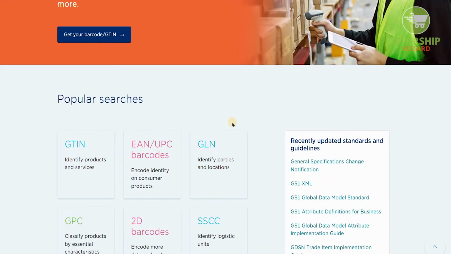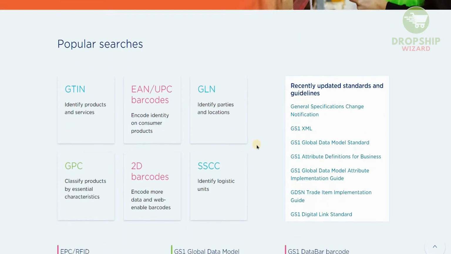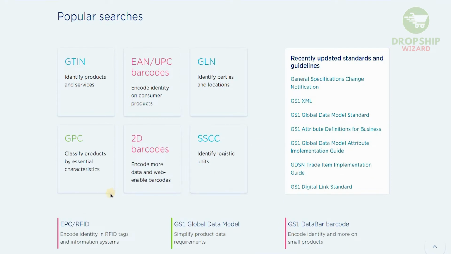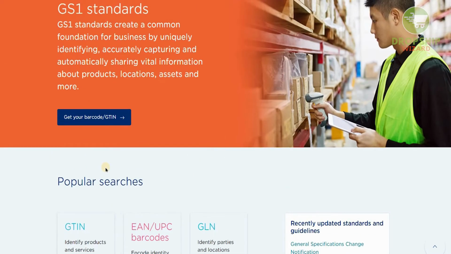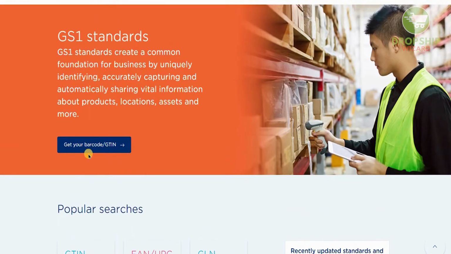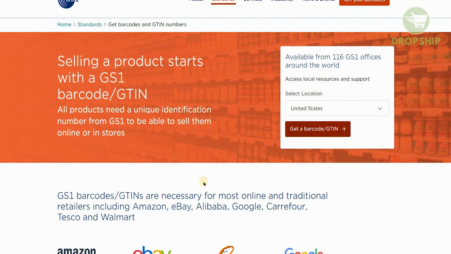There are different popular searches as well for the GTIN, for the EAN, and also the GLN, which is the identification of parties and location, and also the GPC, which classifies the products by the essential characteristics, with the 2D barcodes encoding more data and web-enabled barcodes, and the SSCC identifying the logistical units. But we're going to go for the GTIN over here, and how you have to do it, it's very simple and straightforward. All you need to do is click on get your barcodes, and once you do that, you'll go to the next page over here where you can sell a product that starts with a GS1 barcode.